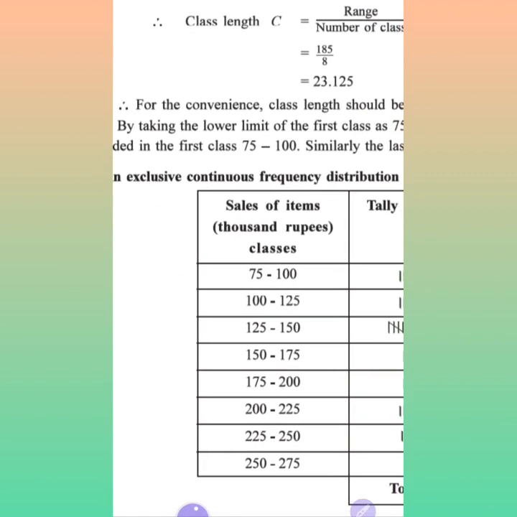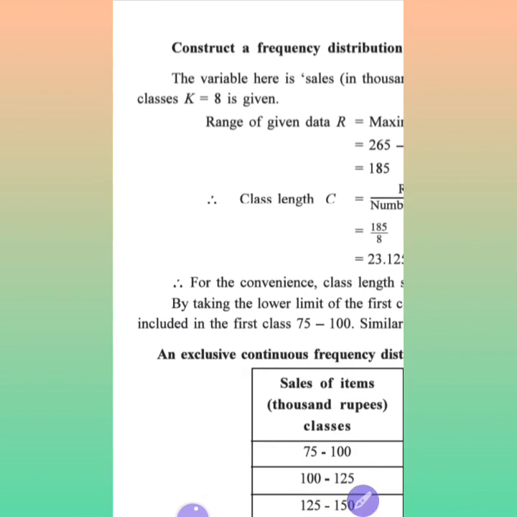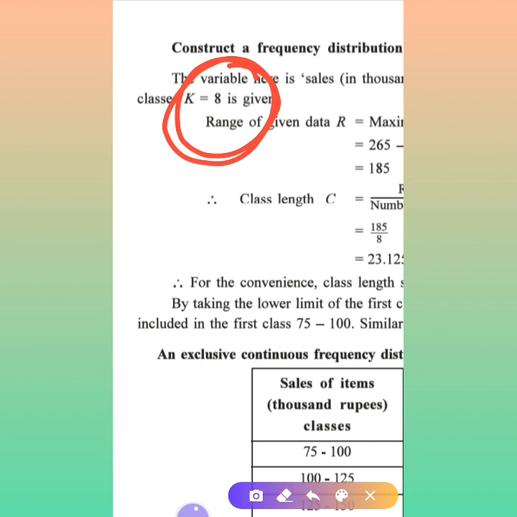Over here, if you see this sum, the ranges 75 to 100, 100 to 125, 125 to 150, 150 to 175, all these are the classes given. These are called the classes. So over here they have given us the number of classes. The number of classes that has been given to us is 8, and the number of classes is denoted by capital K.